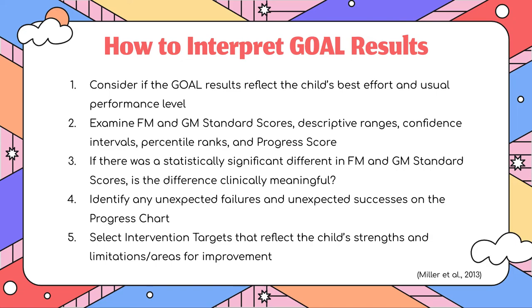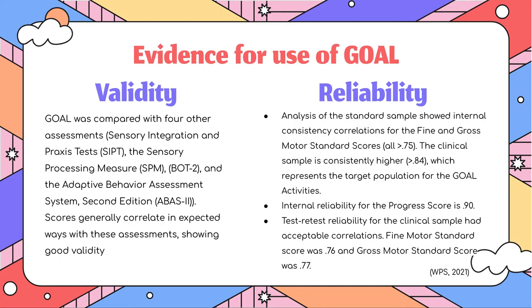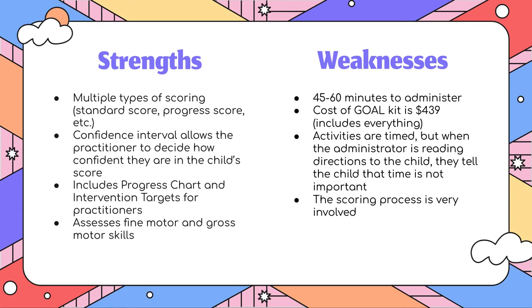The goal was standardized using 616 children aged 7 to 17 years from all 4 regions of the U.S. It demonstrates good reliability and validity as written on the slide. Strengths of this assessment include multiple types of scoring. The confidence interval allows the practitioner to decide how confident they are in the child's score. It includes a progress chart and intervention targets for practitioners. It assesses fine motor and gross motor skills.